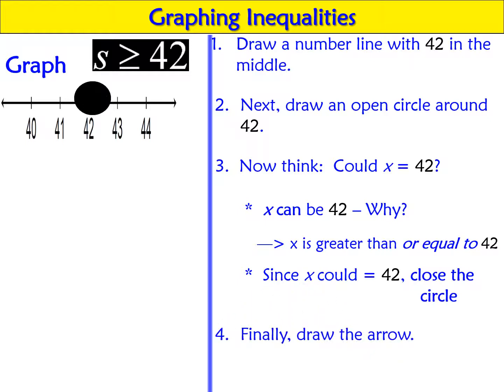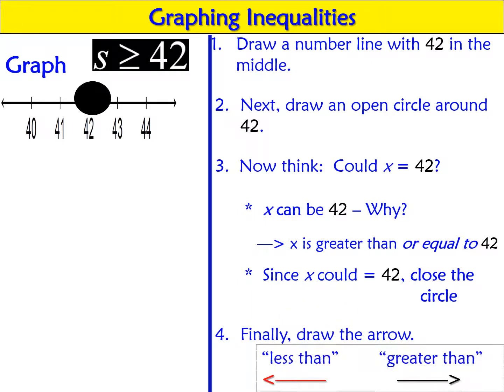And because s could be greater than or equal to 42, let's draw an arrow in the greater than direction to indicate that all the values above it would be true as well. And there you go.